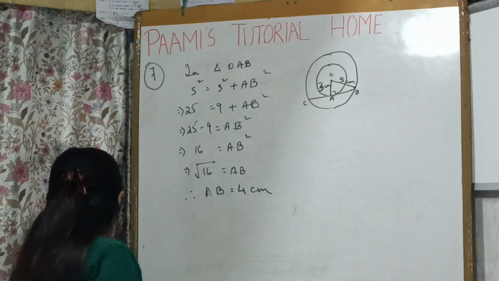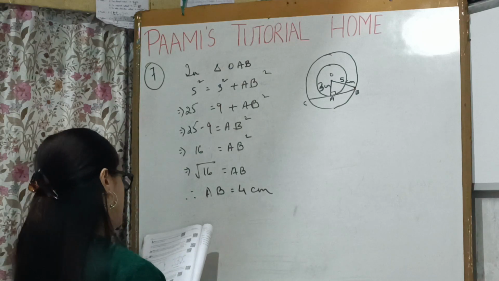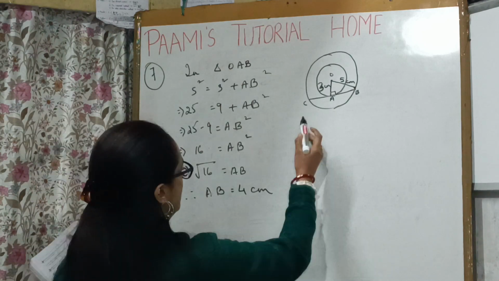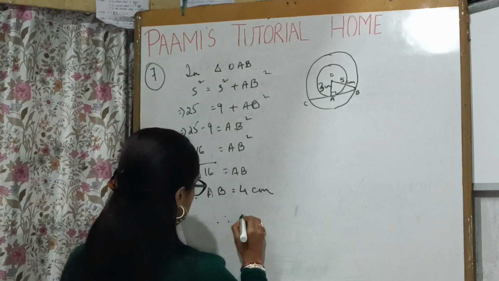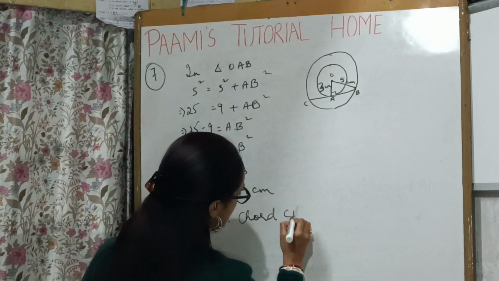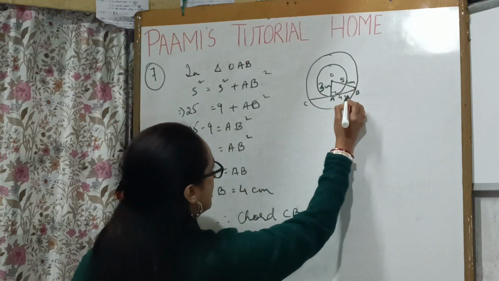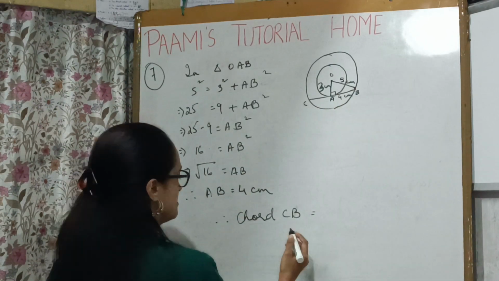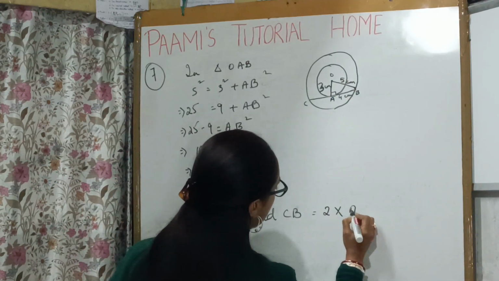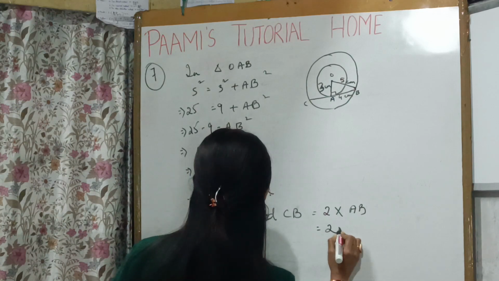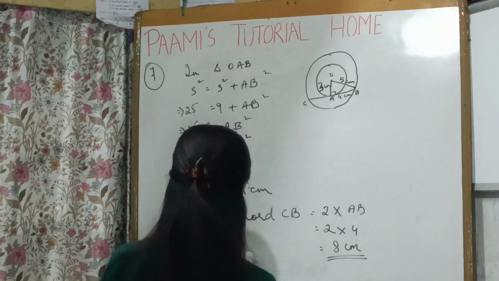Your sum is not over here. Look at what is written in the question. Find the length of the chord. So the chord is CB. Therefore, chord CB is equal to, if this part is 4, then the chord will be double of this. Chord CB is equal to 2 times AB. 2 into 4, that is 8 centimeter. Okay.